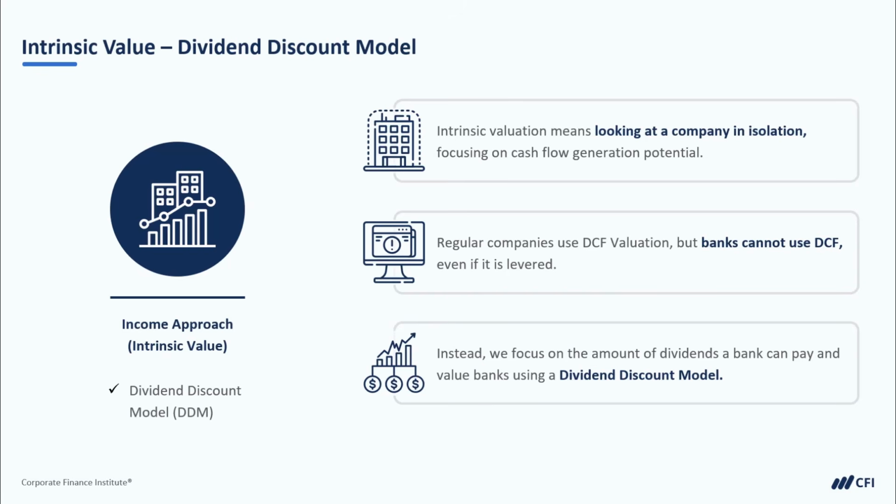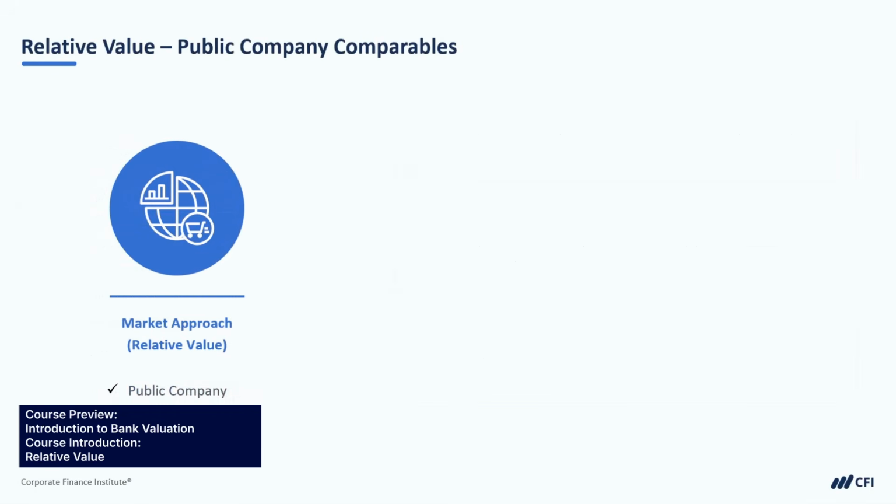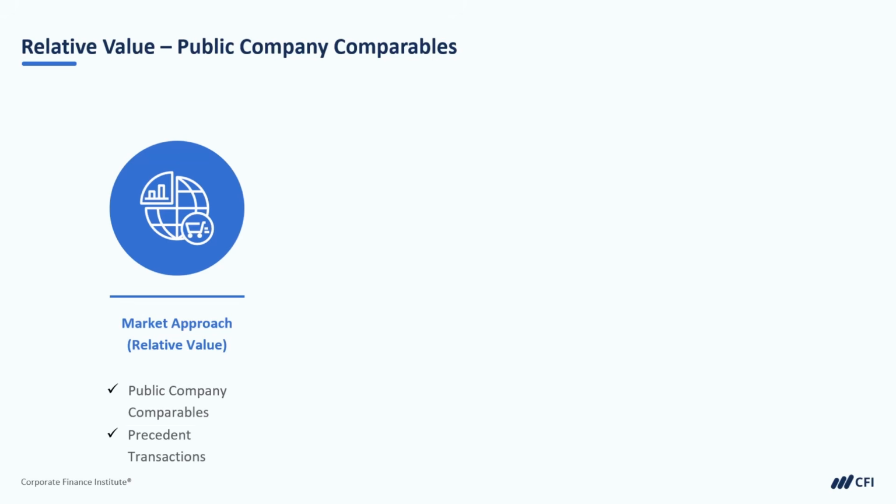Instead, we focus on the amount of dividends a bank can pay and value the bank based on this. Now let's take a look at relative valuation. With this approach, we look at what other banks are worth and use them as a proxy for the banks we're trying to value. So there are two commonly used relative valuation methodologies, and the first method is to look at comparable banks that are publicly traded.